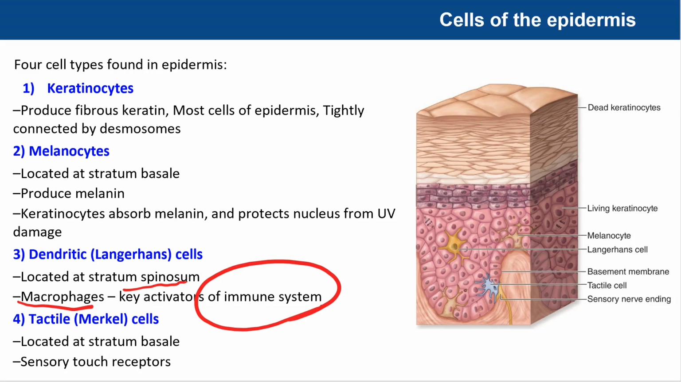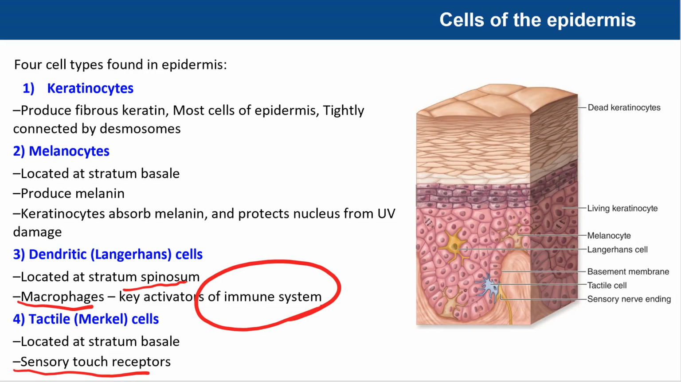The next cells that can be found in the epidermis are the tactile or Merkel cells. They are located at the stratum basale and they are sensitive to touch, or they act as sensory touch receptors. Do not forget, the function of each cell is so important to know.